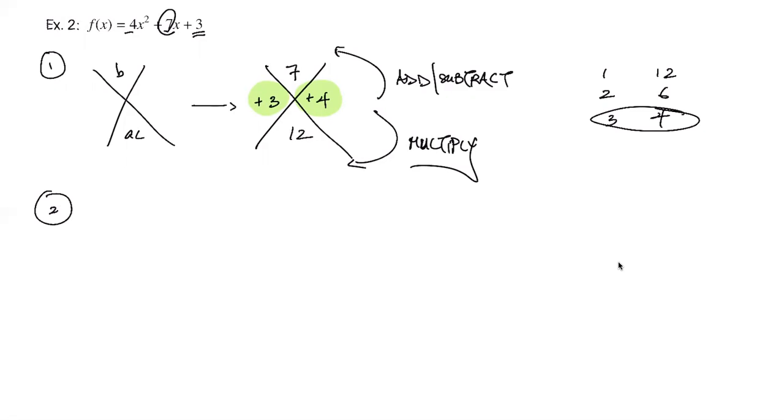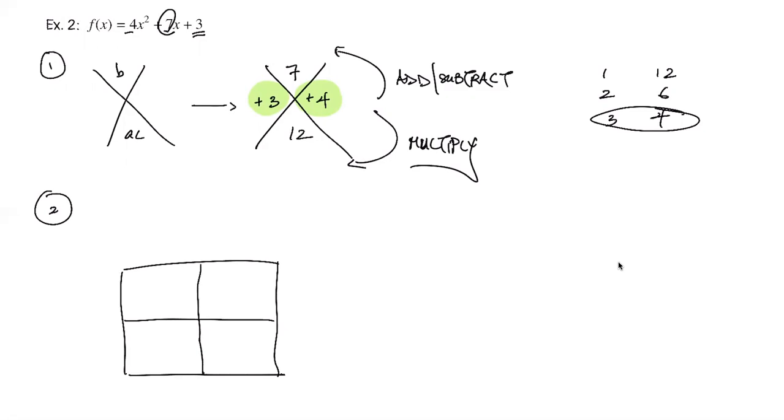All right, let's set up our area box. Okay, so plus 3x plus 4x. And I could have written it the other way around also, 4x up here and 3x down here. Either way is fine, okay?